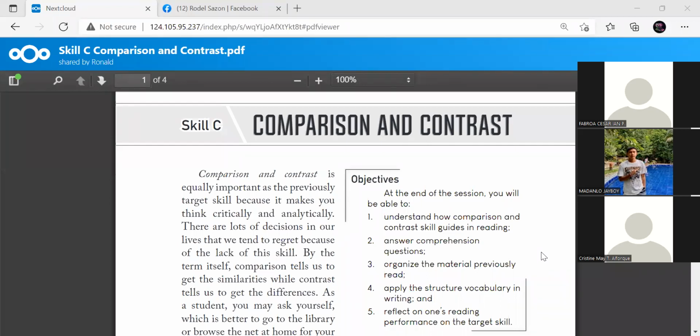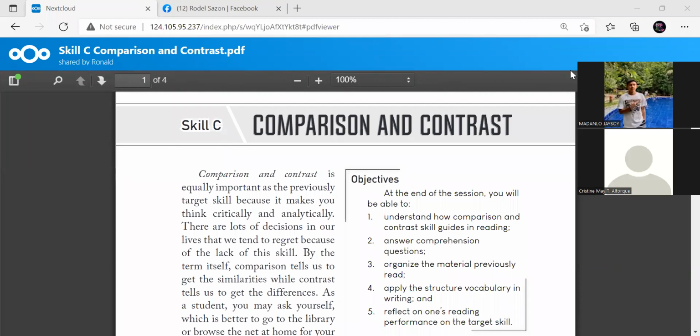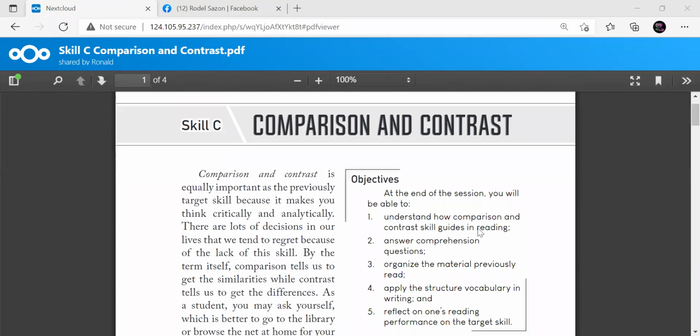Sorry. Okay. I would like to read this part. Comparison and contrast. This paragraph. Sir, for 10 points. Sige, please, Christine. Christine, proceed. Open your camera as well if you may.